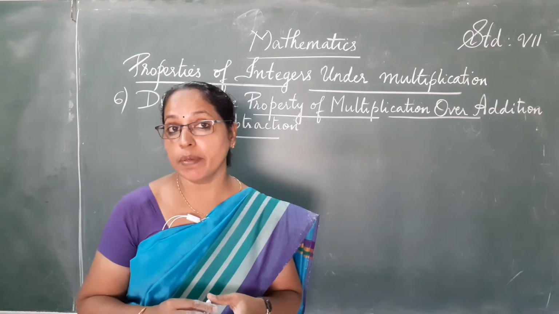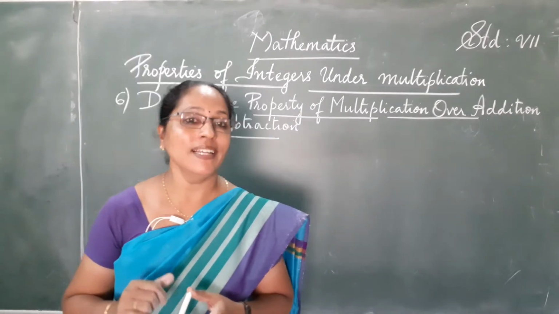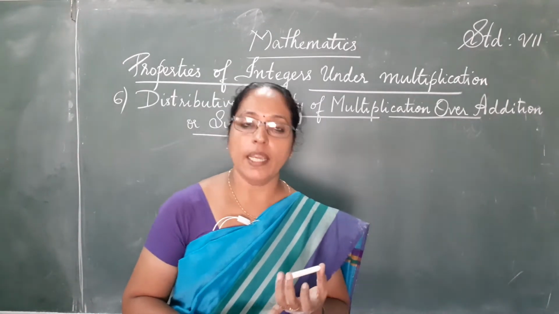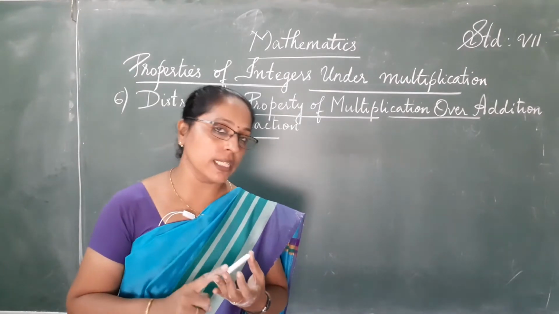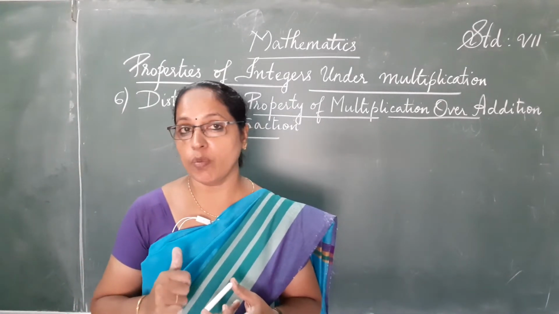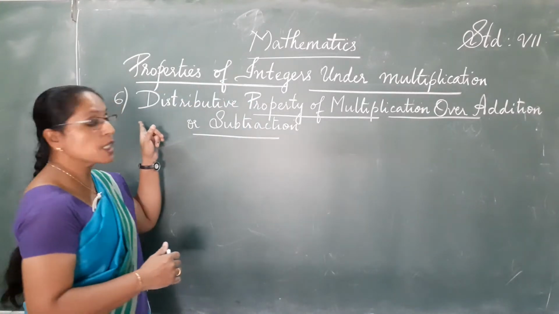In the previous class, you remember we discussed 5 properties of integers under multiplication. Which are the properties? Closure property, commutative property, associative property, multiplication by 0, multiplication by 1. I hope you all have learned the notes. Now we are moving on to the 6th property.